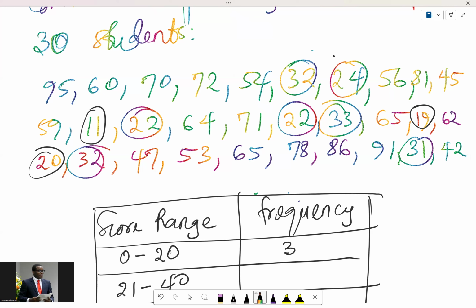Yes, 21 to 40. Okay, so that's 1, 2, 3, 4, 5, 6, and 7. I believe so. Hope we've not left anything out. Yeah, I think it's fine. 21 to 40 is 1, 2, 3, 4, 5, 6, 7. So 21 to 40 is 7.